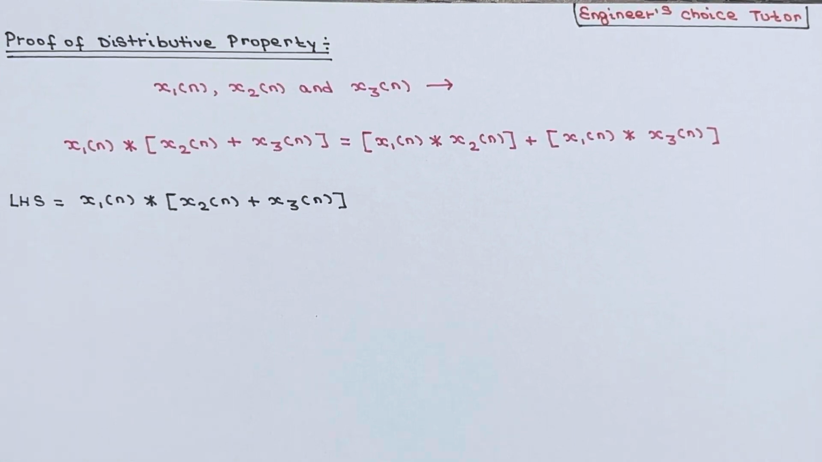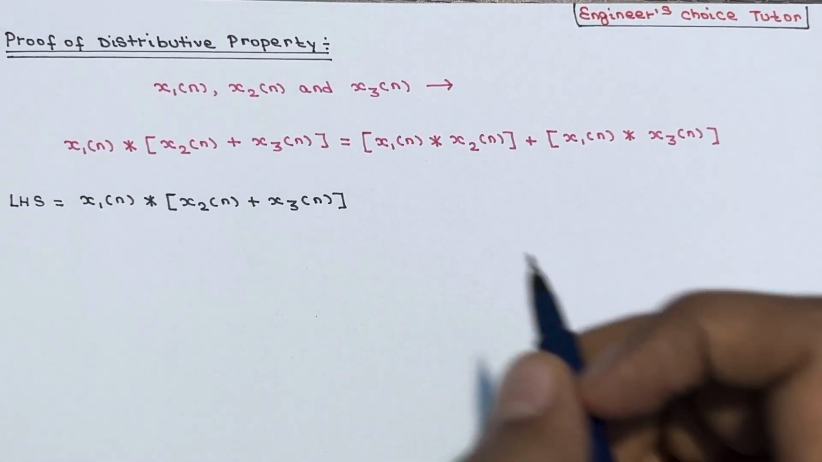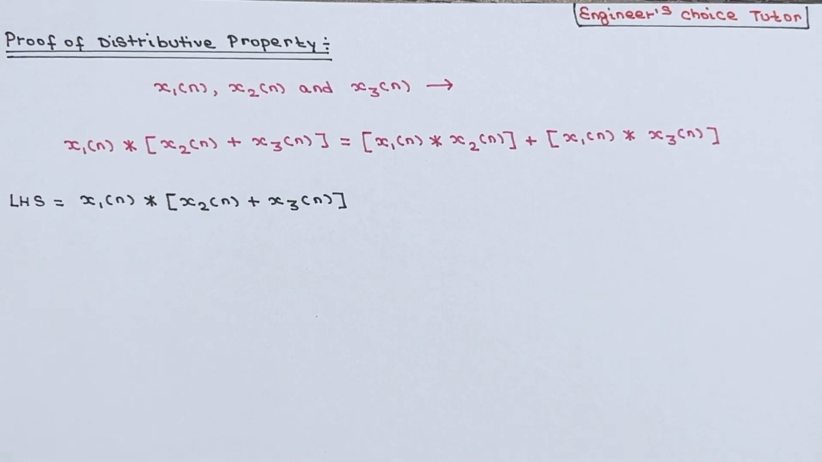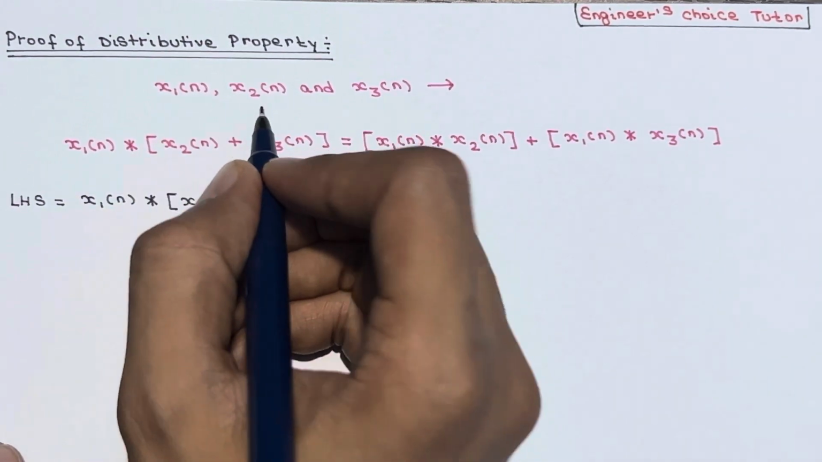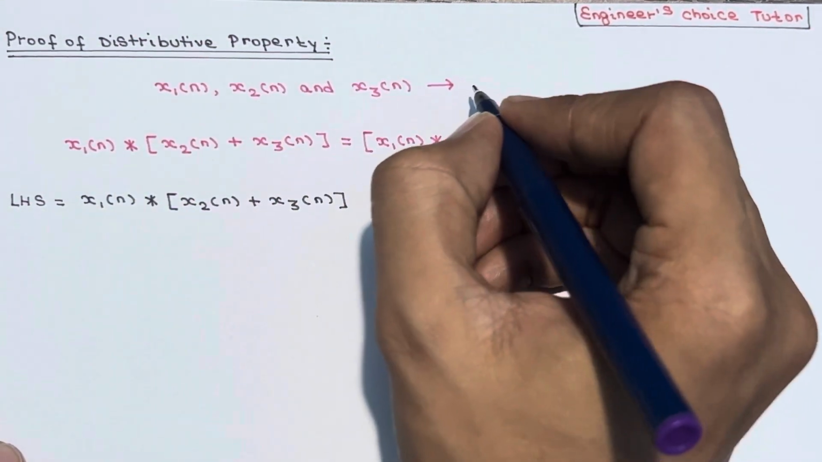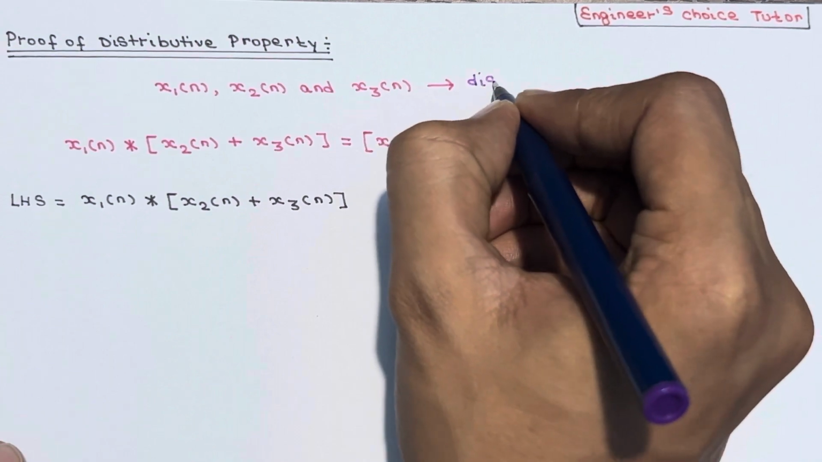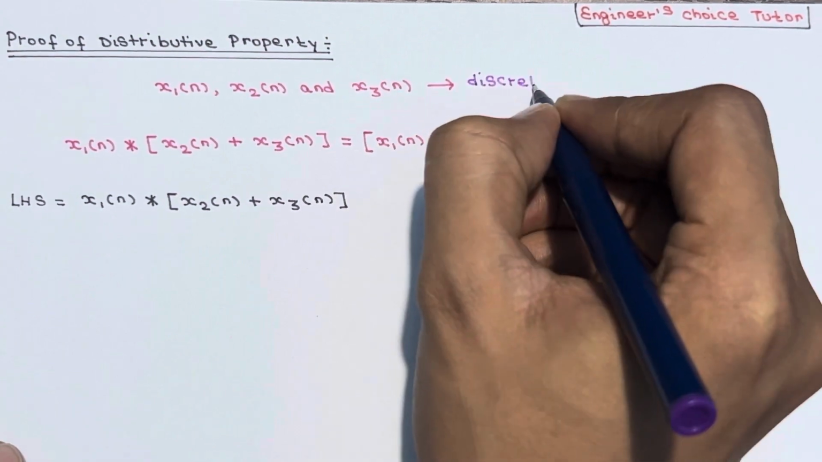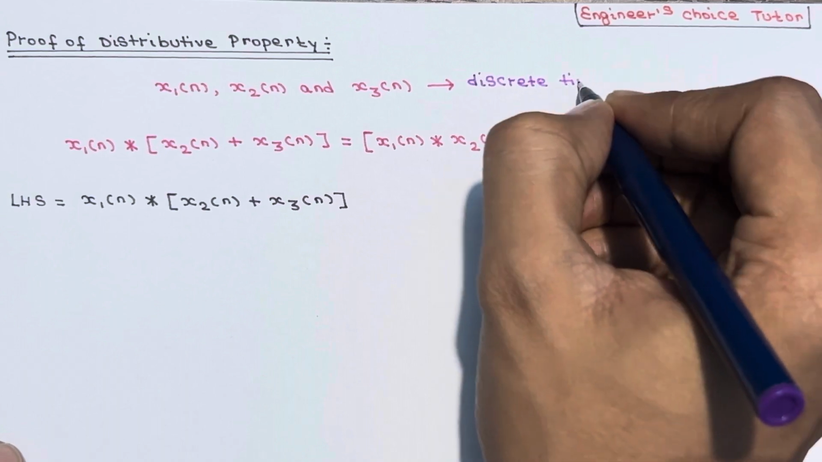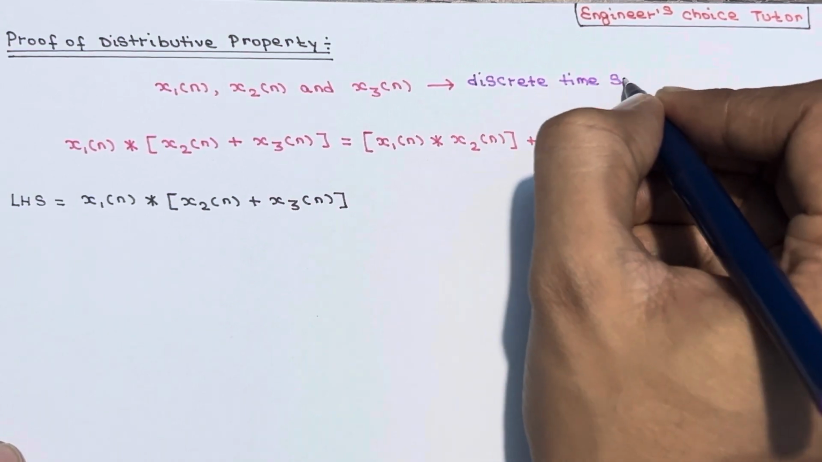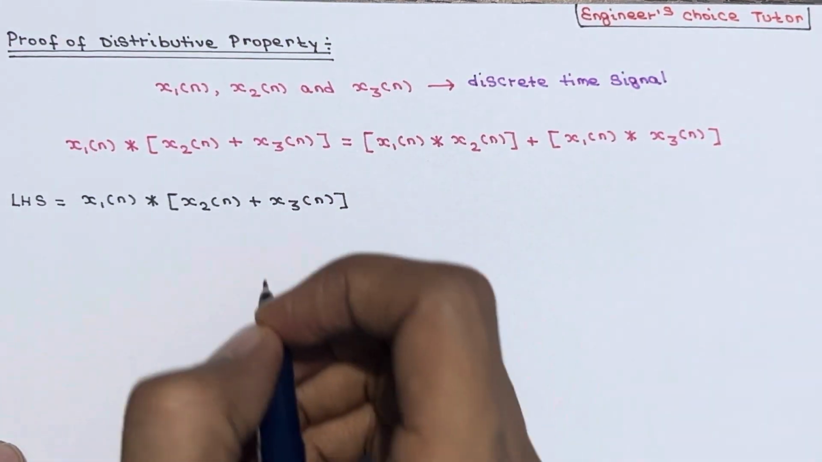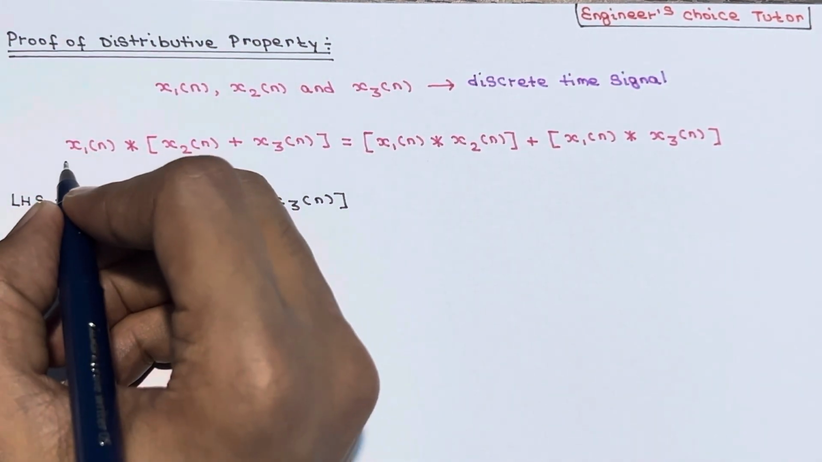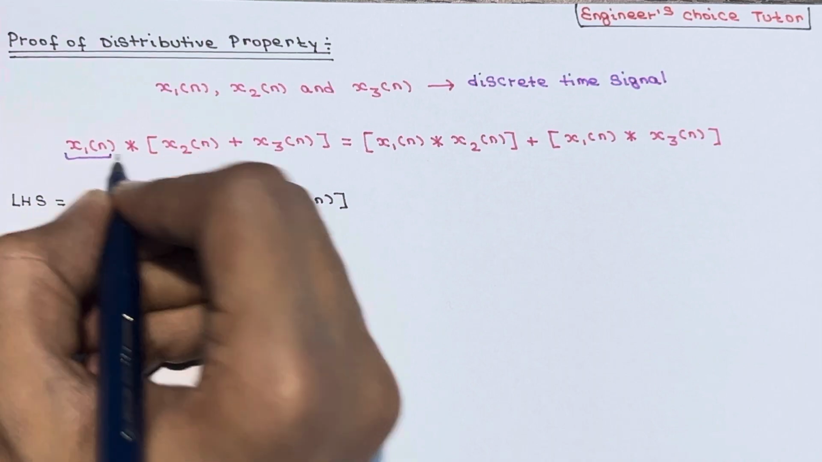Hi everyone. In this lecture, we will see the proof of the distributive property of a linear convolution. So basically, let's assume x1 of n, x2 of n and x3 of n are three discrete time signals.